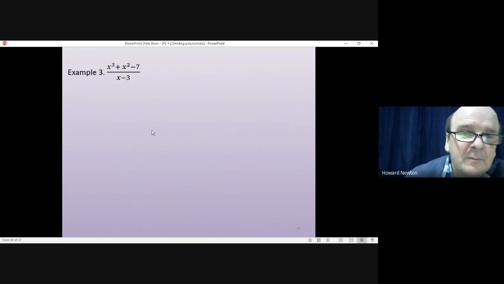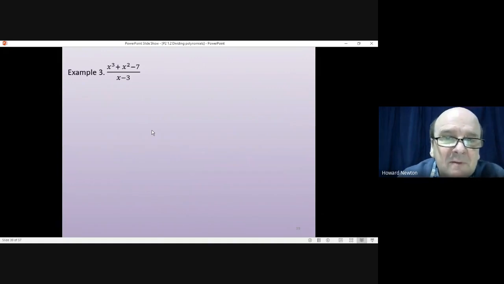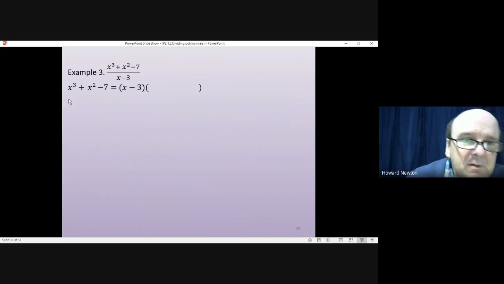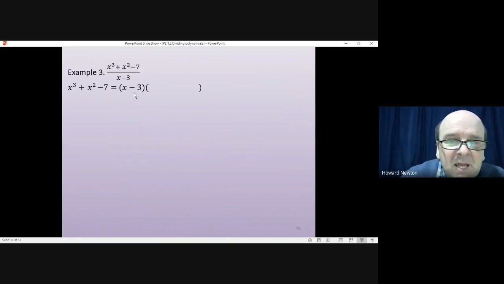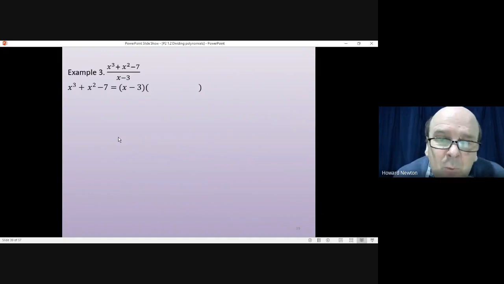Okay, the last example, x cubed plus x squared minus 7 divided by x minus 3. Again, I'll let you have a go at this first. So that's the way you want to write it down. x cubed plus x squared minus 7 is equal to x minus 3 times something. Starting with the x cubed term, then the x squared term. There are no x's, so be careful on that term. But have a go yourself. Pause the video, see if you can do this, and then come back to me when you're ready.